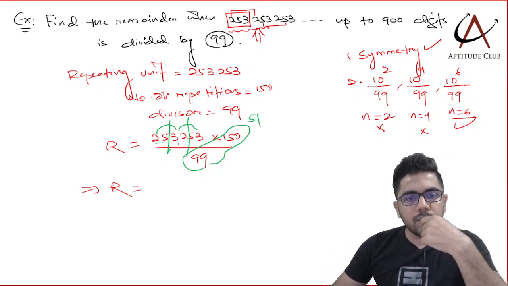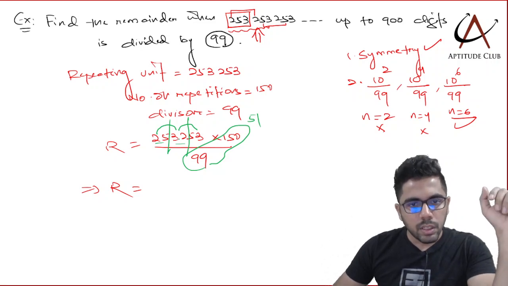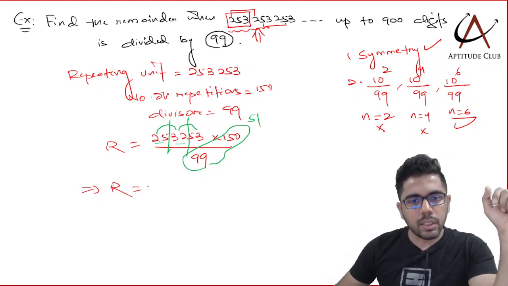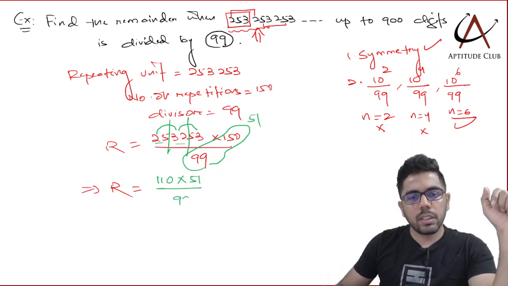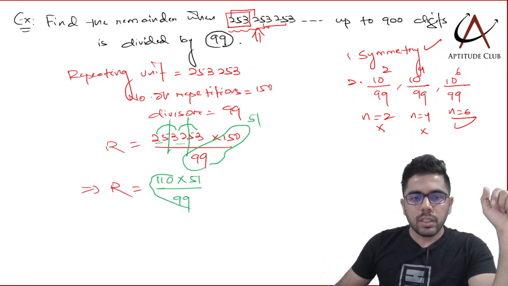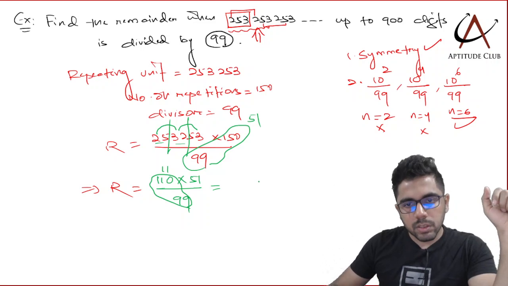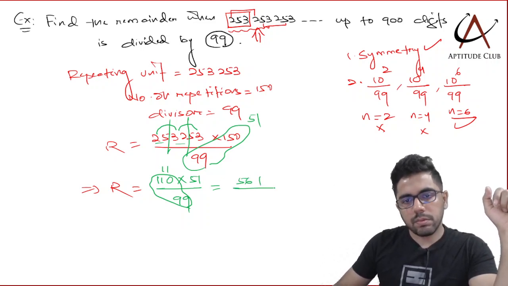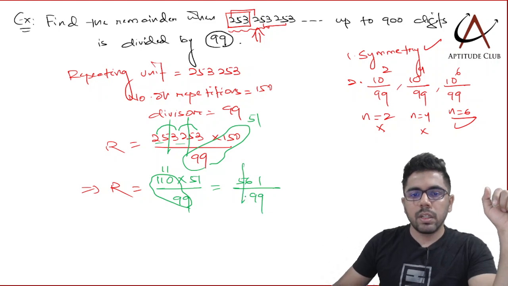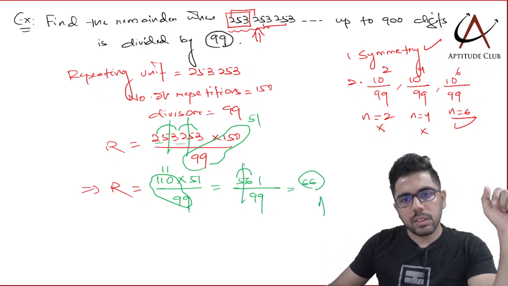So 25 plus 32, 20, 30, 50, 50, 100, and 5 to 7, 110. So I'm getting 110 into 51 divided by 99. 110 divided by 99, the remainder is actually 11. 11 into 51, 11 1 is 1, carry 1. 11 5 is 55, 150. 561 divided by 99, and you again divide this. So the remainder is actually 60.